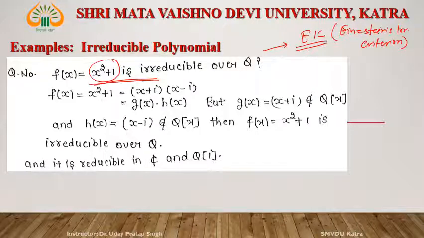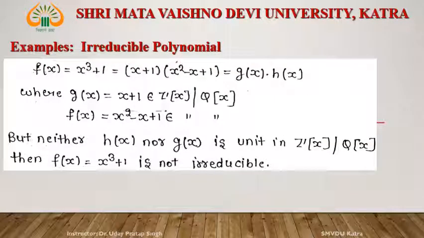See, f(x) is equal to x square plus 1. This can be factorized into (x plus i)(x minus i). This is g(x) and h(x). g(x) is x plus i, which does not belong to Q[x]. h(x) is x minus i, which does not belong to Q[x]. So both g(x) and h(x) are not units in Q[x]. So it is irreducible over Q.